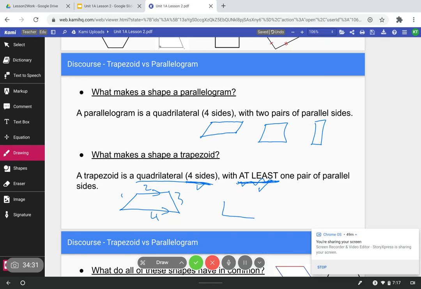Let's go with a rectangle. 1, 2, 3, 4. Check on quadrilateral. These are parallel. These are parallel. So it has two pairs of parallel lines. Check on at least one pair of parallel sides. So this rectangle is a trapezoid. But because it has two pairs, it is also a parallelogram.